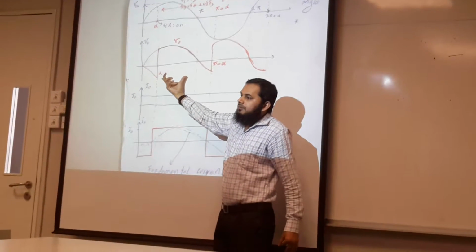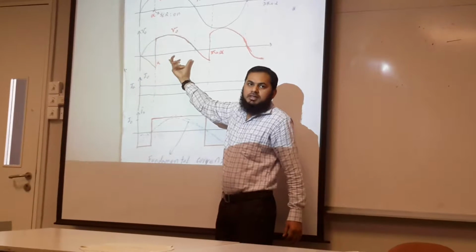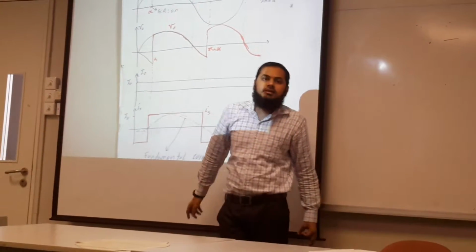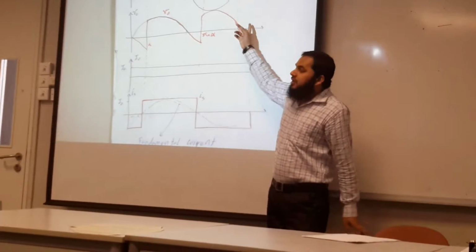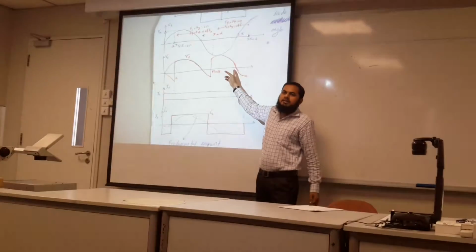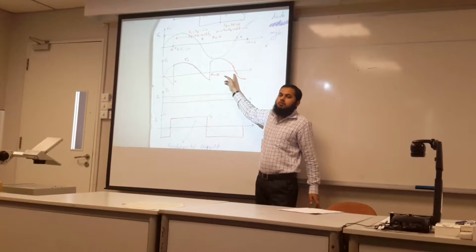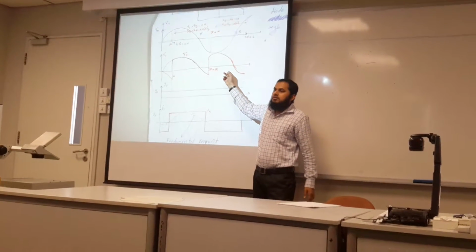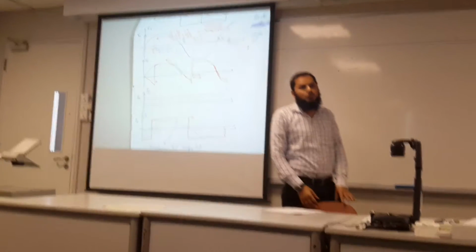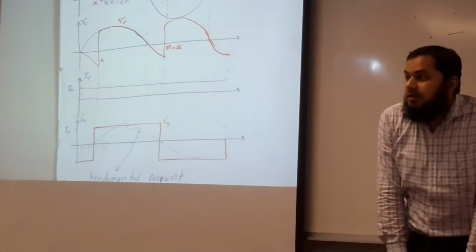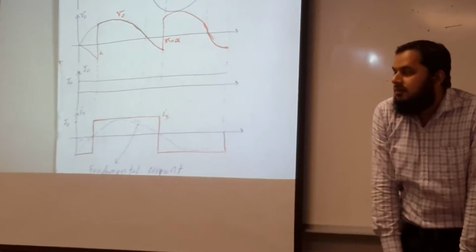What is the period of this signal? How many of you are saying 2 pi? How many of you are saying pi by 2? Then what is the signal? It's not 2 pi and not pi by 2. What is the period of the signal?